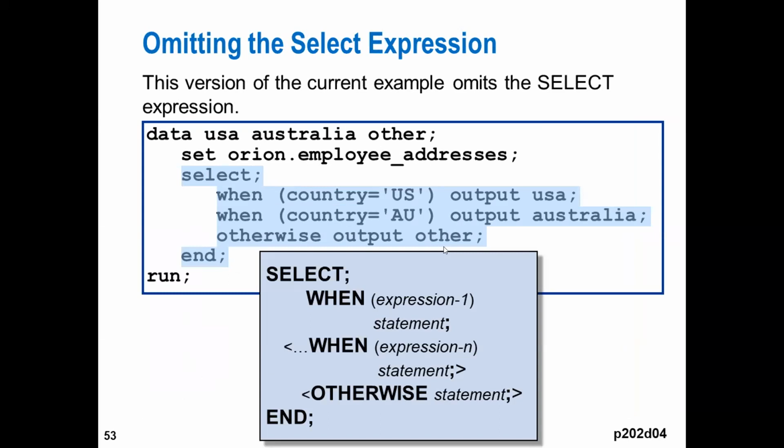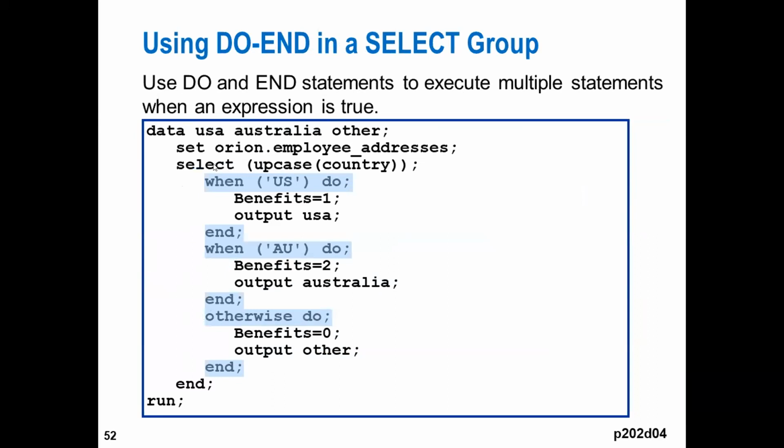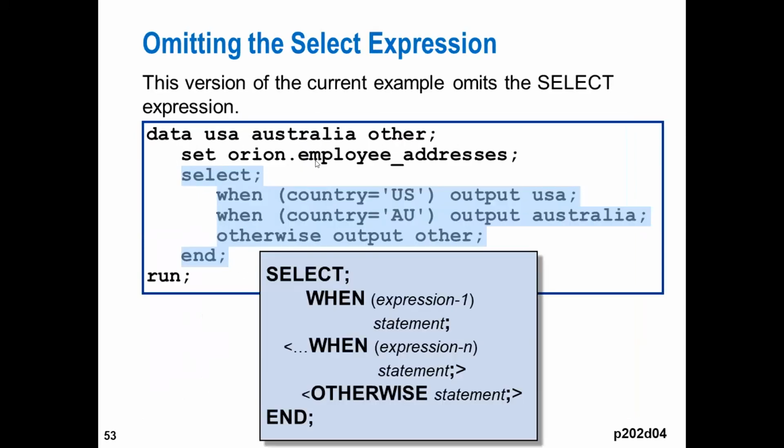So omitting with other, we know here it's telling this version of the current example omits the select expression. Now what select expression? Earlier we were giving select with your condition of the column, but you can also omit it, or you can write select; when country equal to US output, when country equal to. So you can give this country equal to value in your when statement also, instead of giving the country in the select statement as well. All right, so it's an alternate way of writing select statement.